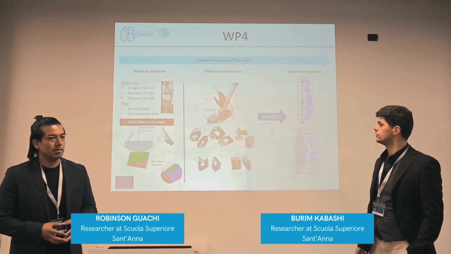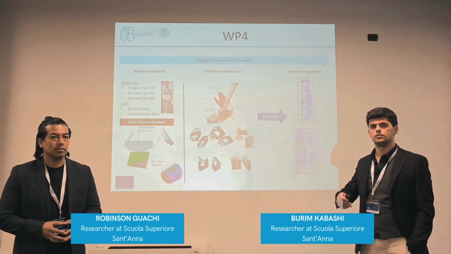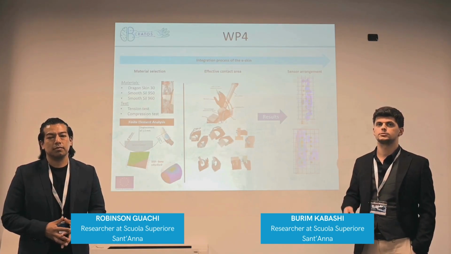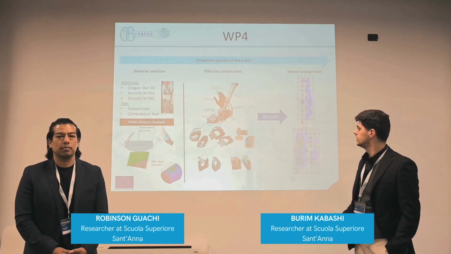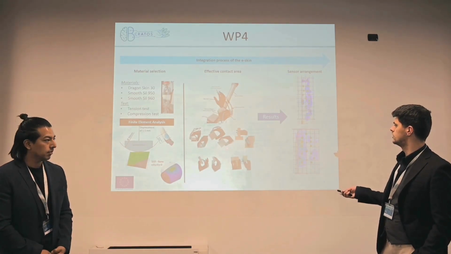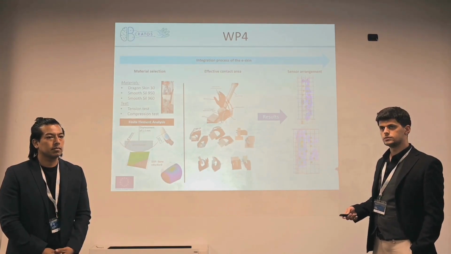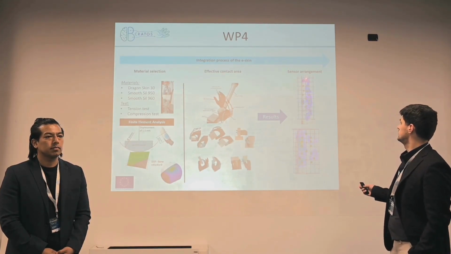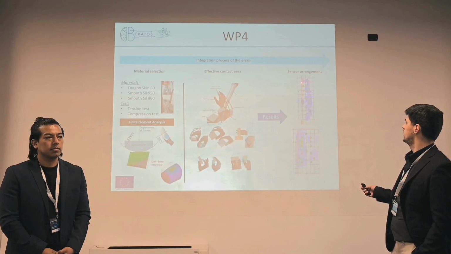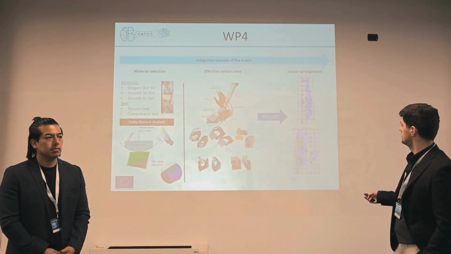Then, after that, we focused on understanding the effective contact area when the MIA hand was grasping objects of different shapes while performing power grasp, precision grasp, or lateral grasp. So, by performing this analysis, we obtained the effective contact area of the object with the fingers, with the index finger and the thumb finger.